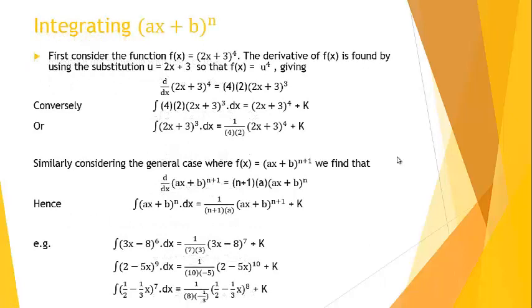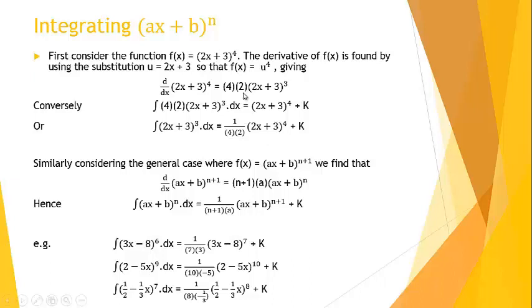Integrating (ax plus b) whole thing to the power of n. First consider the function f of x equals x plus 3 whole thing to the power of 4. The derivative of f of x is found by using a substitution u equals x plus 3, so that f of x becomes u to the power of 4. So when 2x plus 3 whole thing to the power of 4 is differentiated with respect to x, we get 4 times 2 times 2x plus 3 to the power of 3, where we multiply by the power and take away 1 from the power, and also we have to differentiate the terms inside the bracket and multiply it to the final term.